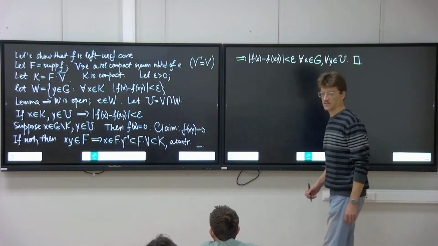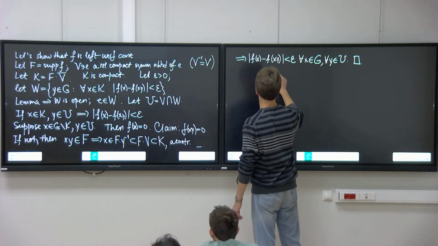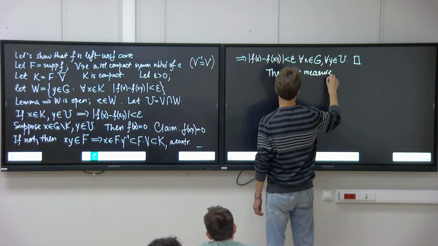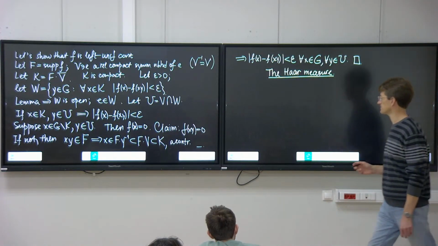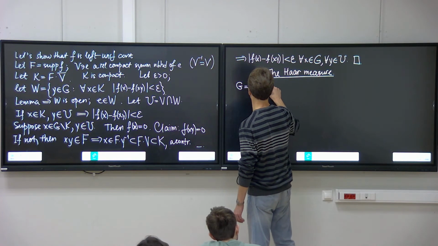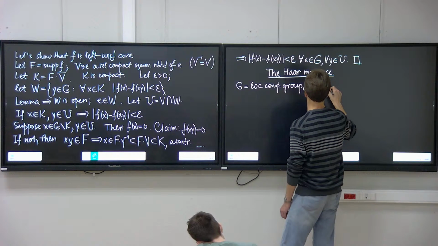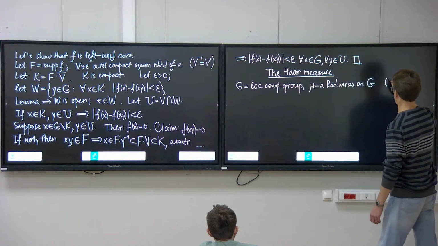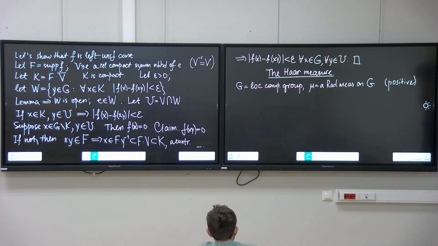And now let's turn to the Haar measure on locally compact groups. The Haar measure. Well, this is one of the main ingredients of harmonic analysis. Suppose that G is a locally compact group, and mu is a Radon measure on G. As before, we always assume that all our Radon measures are positive, but not necessarily finite.